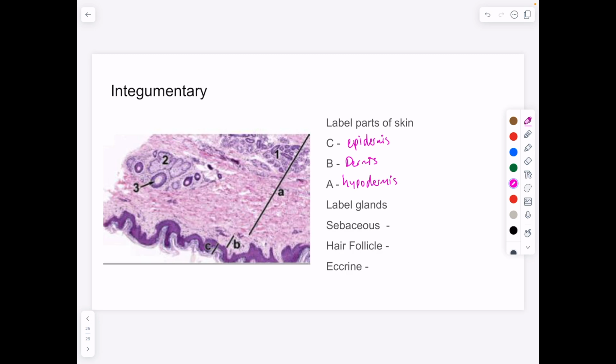All right, then we're going to label the glands: sebaceous, hair follicle, and eccrine. I think that this right here is probably a cross-section of a hair follicle. So 2 is going to be our sebaceous, right? It's always next to a hair follicle. Then 1 is going to be our eccrine, right? We can see the duct of the eccrine, and then some of this lighter staining stuff is the secretory part. So 3 is hair follicle, and 1 is eccrine.